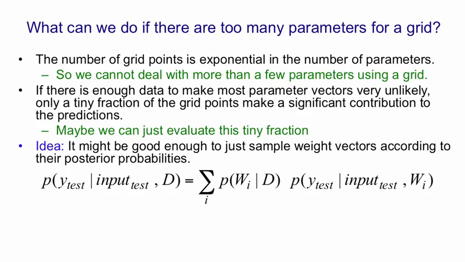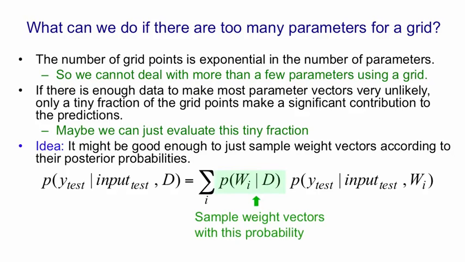Now, instead of adding up all the terms in that sum, we could just sample terms from that sum. What we do is we sample the weight vectors in proportion to that probability. So either we sample them or we don't, so they'll get a weight of 1 or 0. But the probability of getting a 1, that is the probability of being sampled, will be their posterior probability. So that will give us the correct expected value for the right-hand side. It'll have noise due to the sampling, but it'll have the correct expected value.